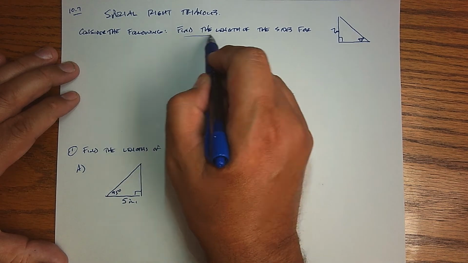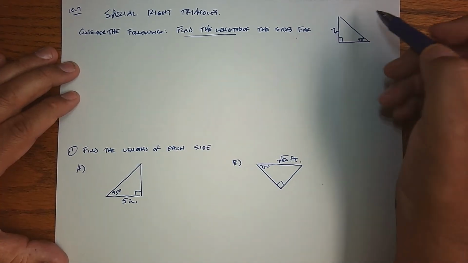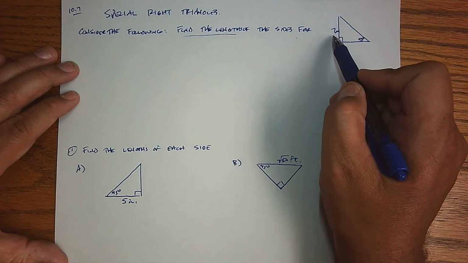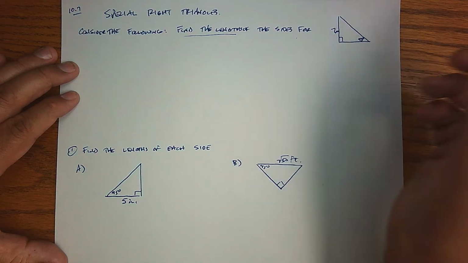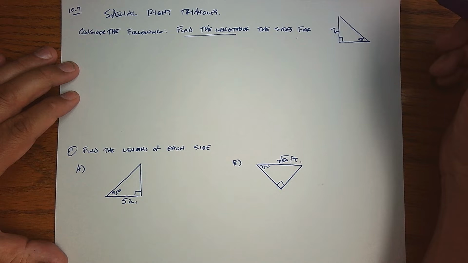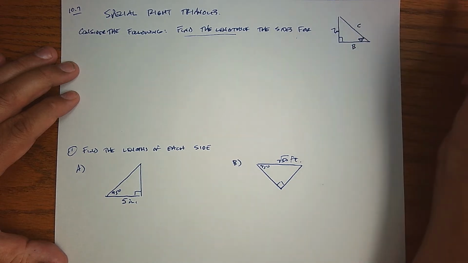I would like you guys to find the lengths of the sides for the following situation. If you're having trouble reading, that's 7 meters, and that's a 45-degree angle. So there's basically two unknown sides. How about we label this as B, and we label that as C, to be consistent with what we've been doing.